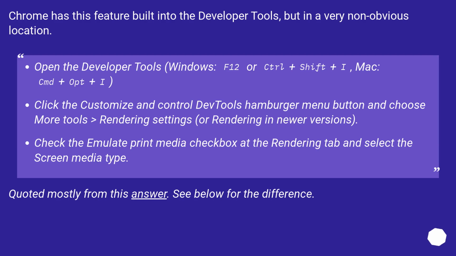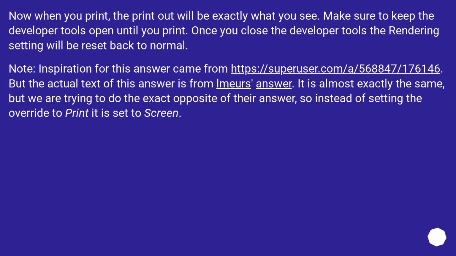Quoted mostly from this answer. See below for the difference. Now when you print, the printout will be exactly what you see. Make sure to keep the developer tools open until you print. Once you close the developer tools, the rendering setting will be reset back to normal.